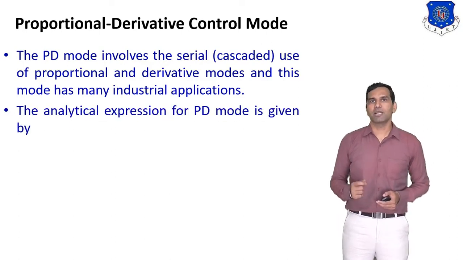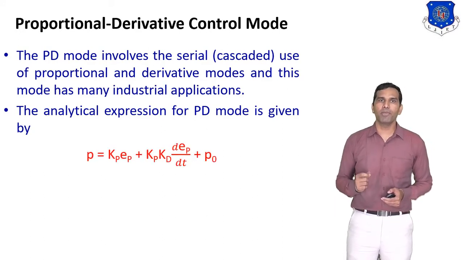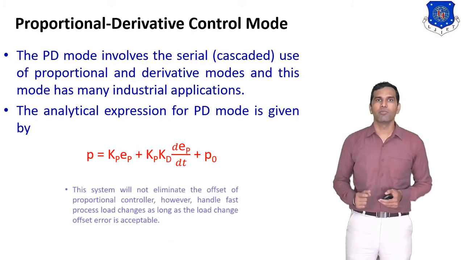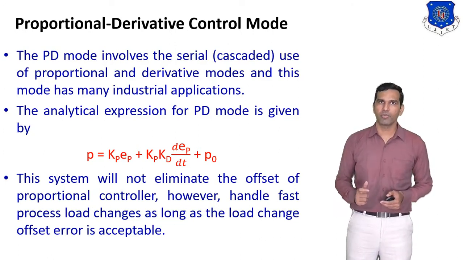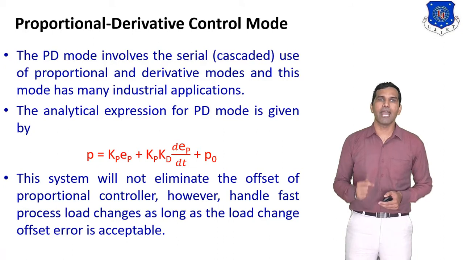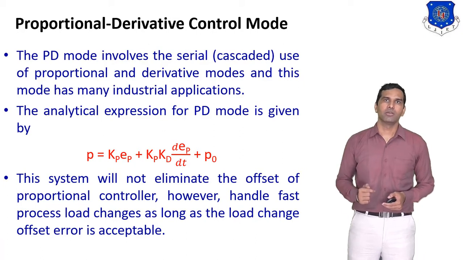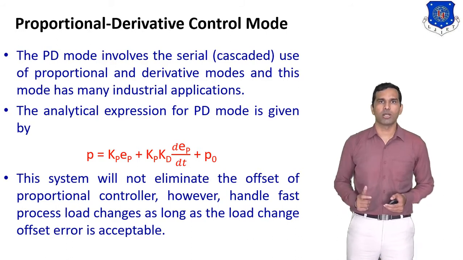The analytical expression for the PD mode is given by P equals Kp Ep plus Kp Kd dEp by dt plus P0. Here P indicates the output of the controller, and P0 indicates the output of the controller at initial, and Kp indicates the process gain, Kd indicates the derivative gain, and Ep indicates the error. Now, this system will not eliminate the offset of the proportional controller.